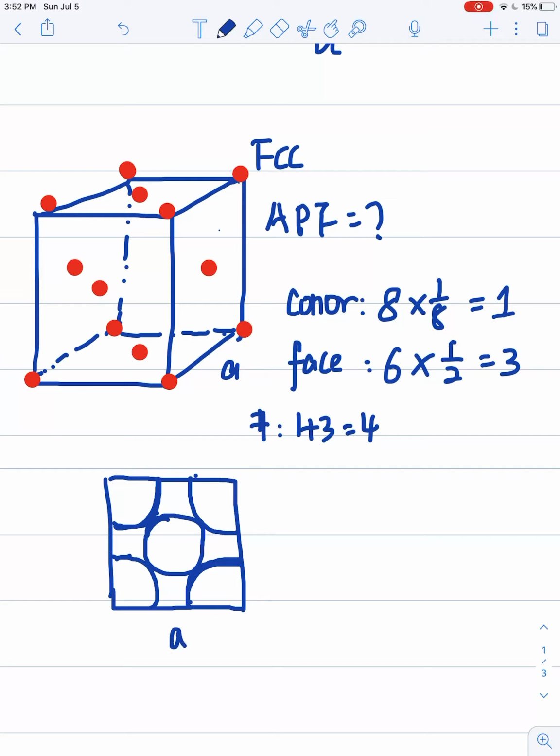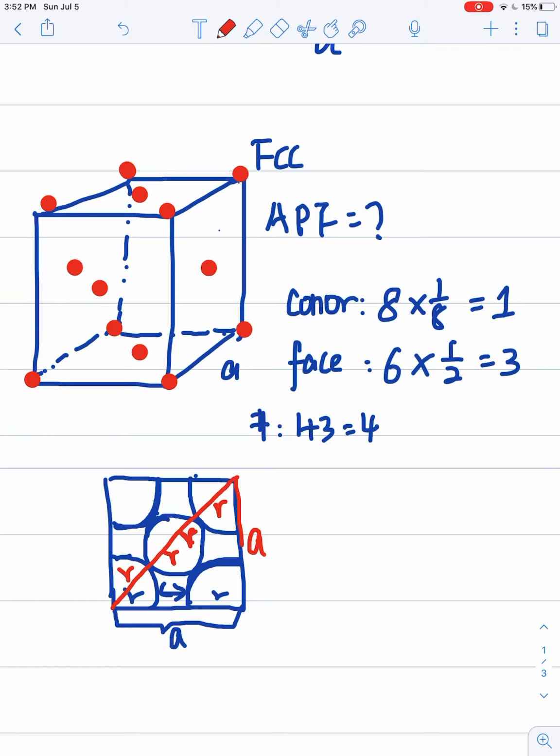Now we know the length of this cube is A, and we know this is R, this is R. However, we don't know the space between these two. However, if we draw a diagonal line, we do know this diagonal line consists of 1R, 2R, 3R, 4Rs. So we can use this to help us find the relationship.